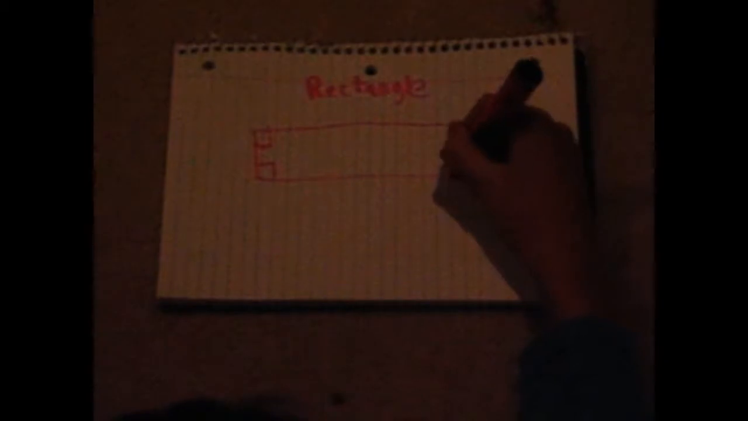Hey guys, now we're going to look at the rectangle. The rectangle is a quadrilateral with four congruent angles, or right angles. Every angle in a rectangle is a right angle. You can symbolize that by drawing little squares in every corner.